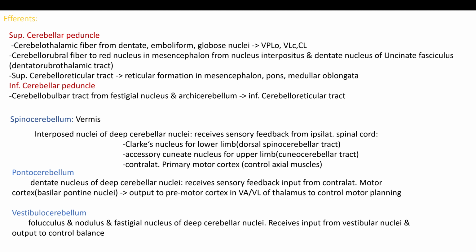and the superior cerebellar reticular tract, the reticular formation of mesencephalon, pons, medulla oblongata, the inferior cerebellar peduncle with its cerebellobulbar tract, starting within the fastigial nucleus and archicerebellum. Its fibers pass partially with the vestibulocerebellar tract as the uncinate fasciculus. They all end in the vestibular nuclei as the cerebellovestibular tract, and the nuclei of the medulla oblongata reticular formation as the inferior cerebellar reticular tract.